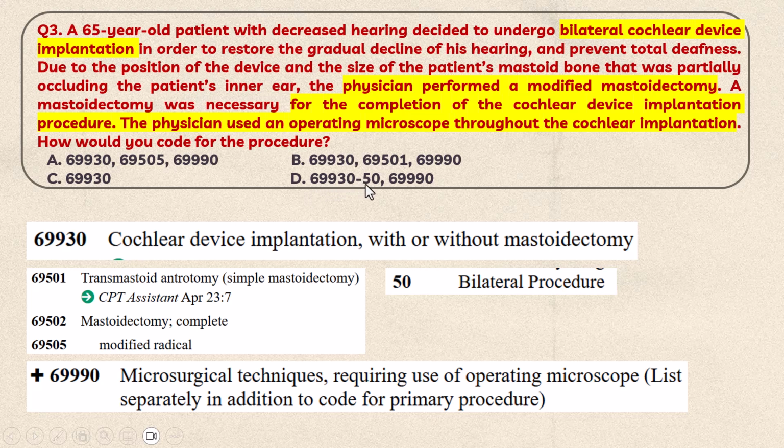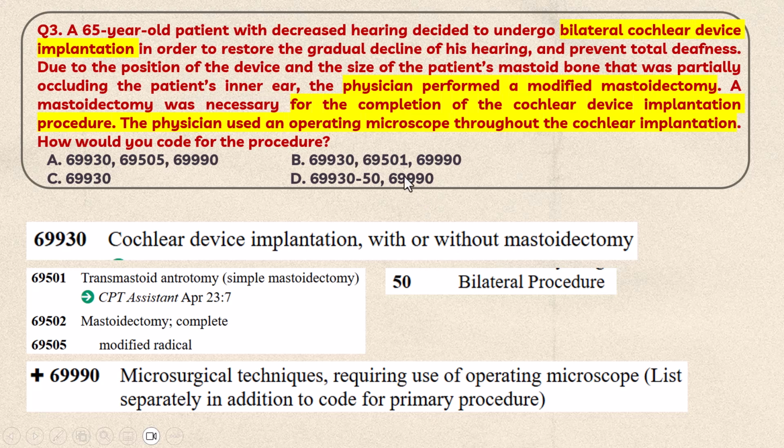69,930 with modifier 50. The code 69,505 is not suitable because it is modified radical. That is mastoidectomy modified radical. This is only coding for the mastoidectomy. But in our case, bilateral cochlear device with the mastoidectomy. So the 930 will be the suitable answer. That is cochlear device implantation with or without mastoidectomy.